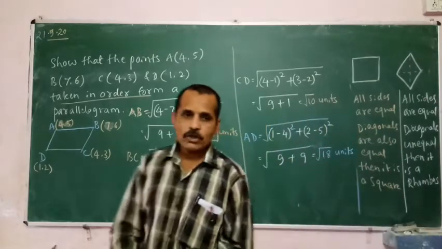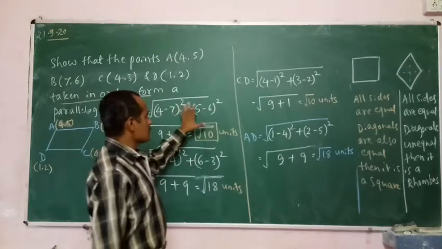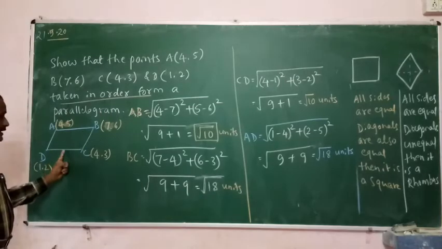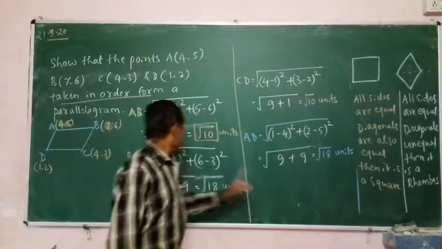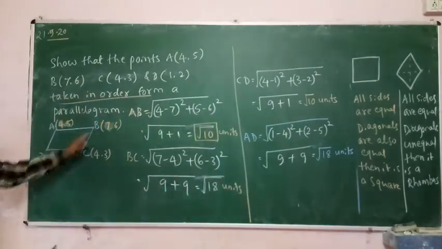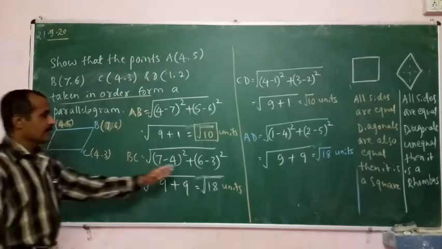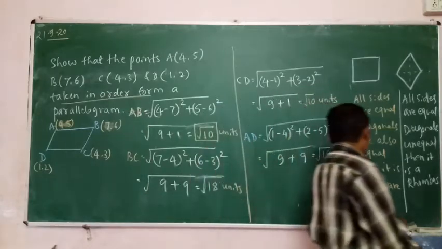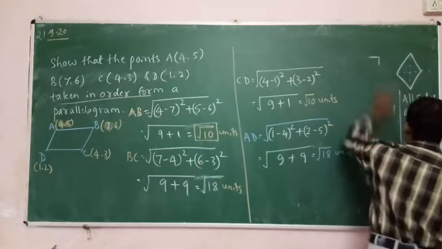My dear children, what we learned? See, opposite sides AB, CD. AB and CD are opposite sides. Both are root 10. BC and AD are the opposite sides. They are also equal to each other. Okay, now I have to check the diagonals.